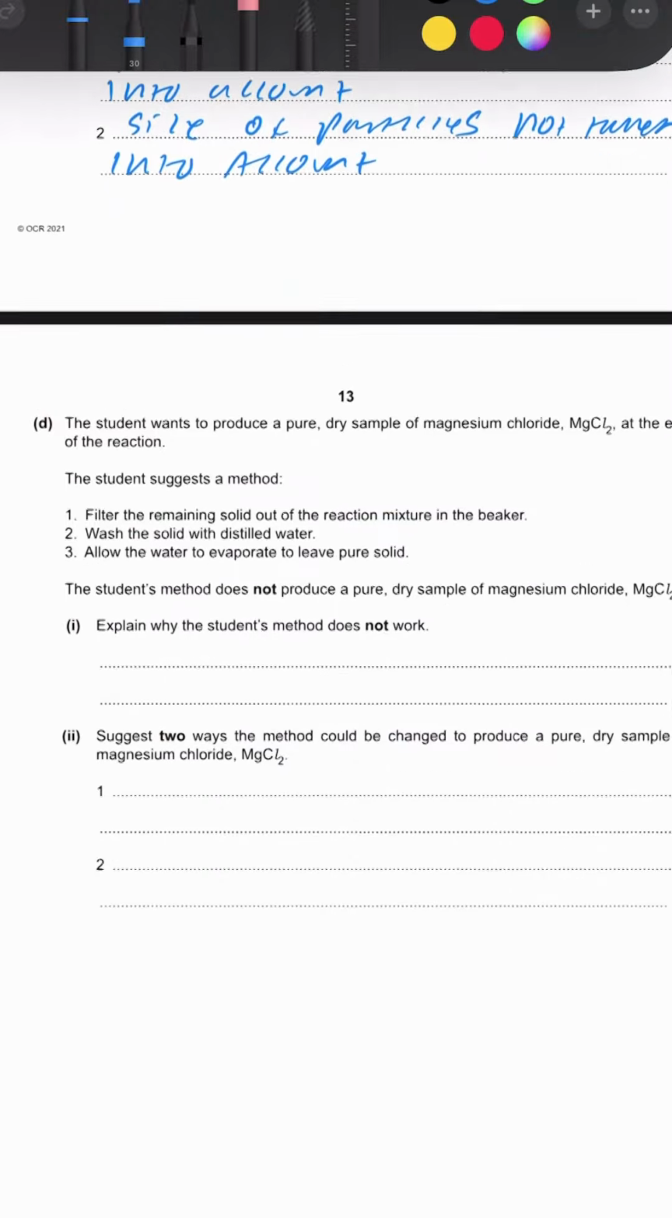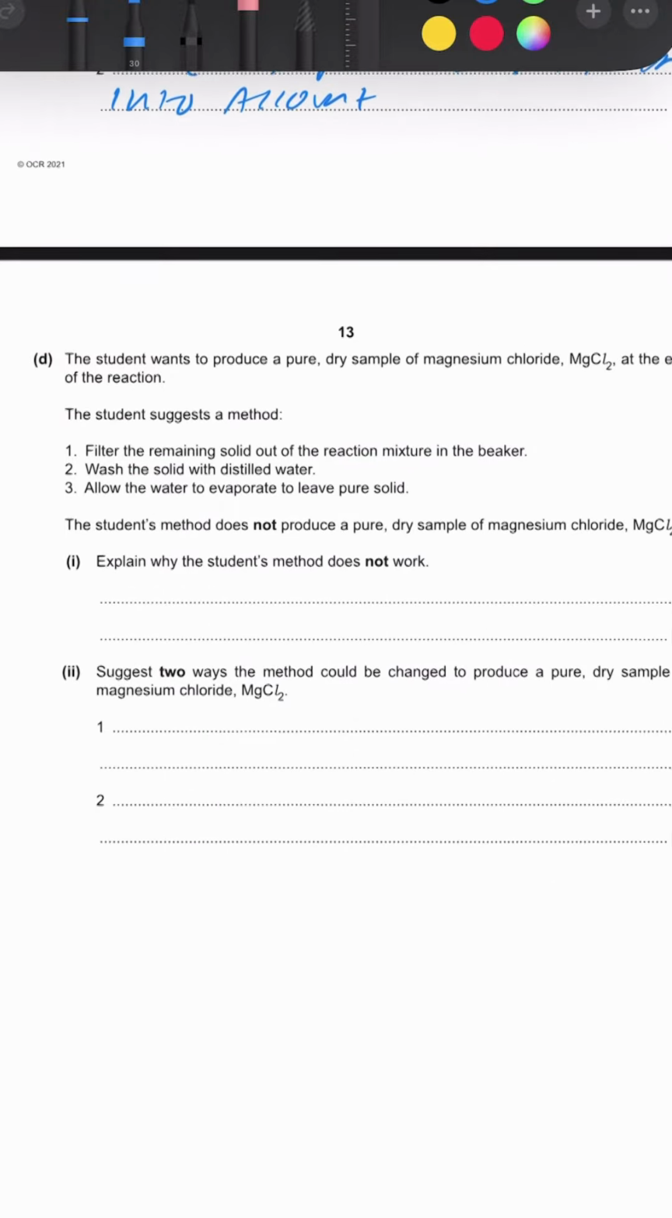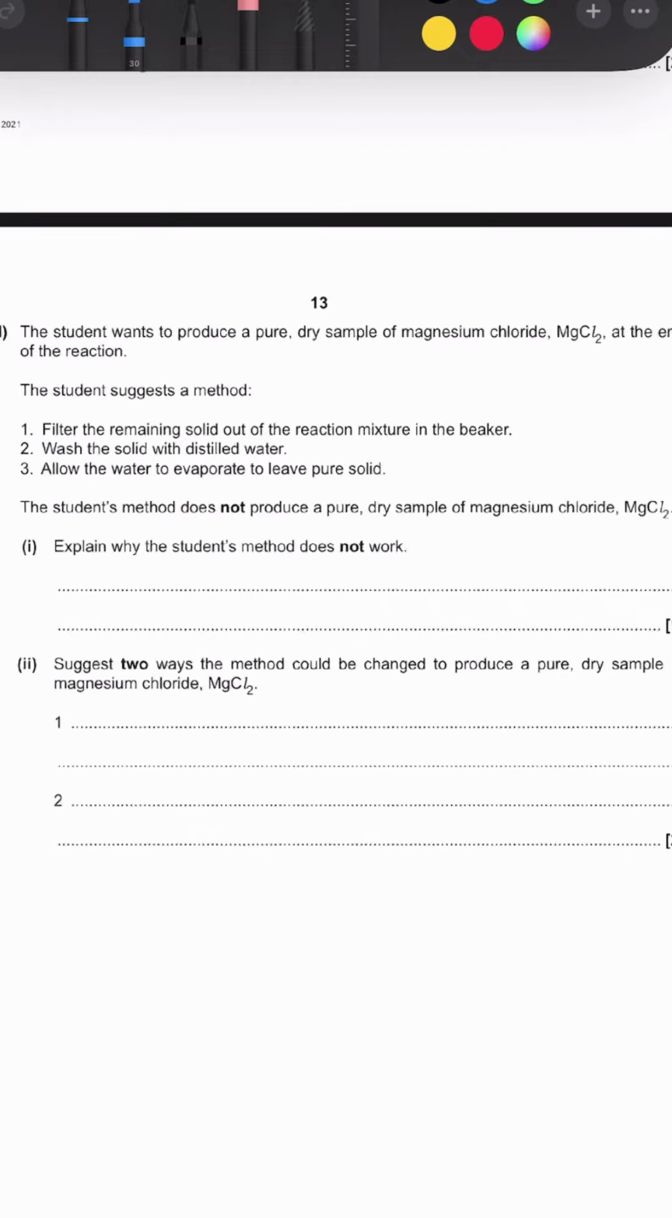Produce a pure dry sample of magnesium chloride at the end of the reaction, the student suggests a method. And so the method that the student suggests is filter the remaining solid out of the reaction mixture in the beaker, wash out the solids with distilled water, and allow the water to evaporate to leave the pure solid. And the student's method does not produce a pure dry sample of magnesium chloride, MgCl2. Explain why the student's method does not work.